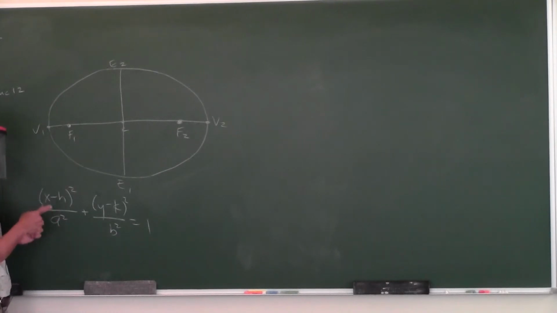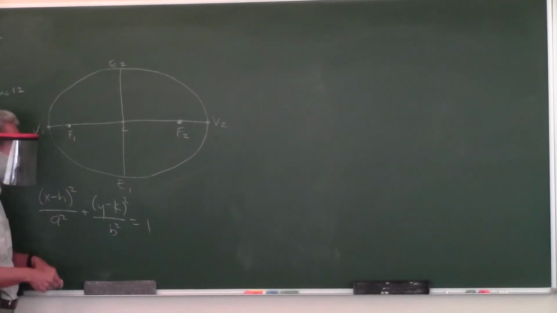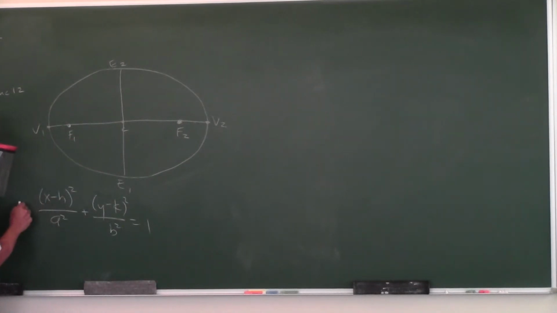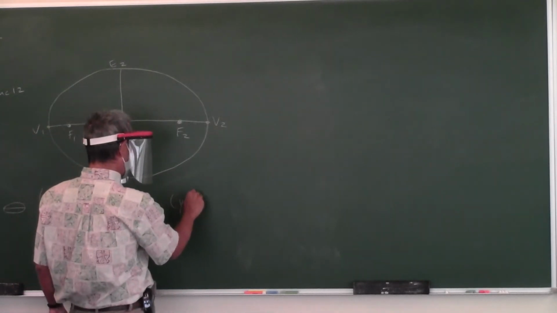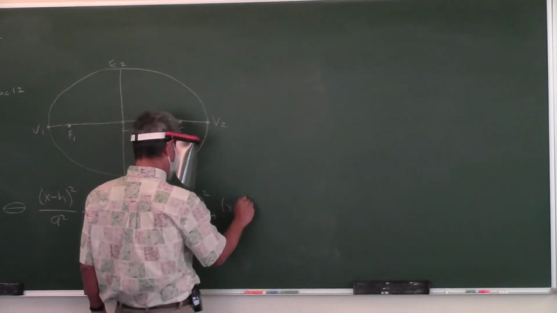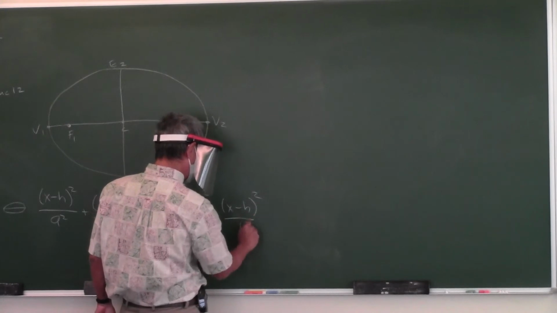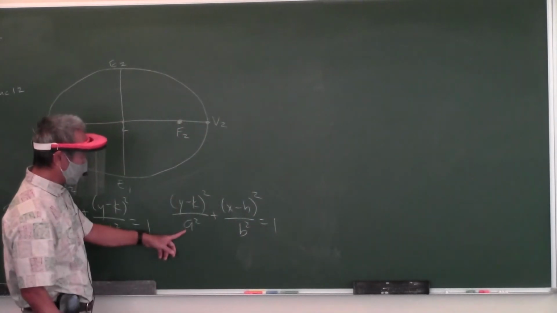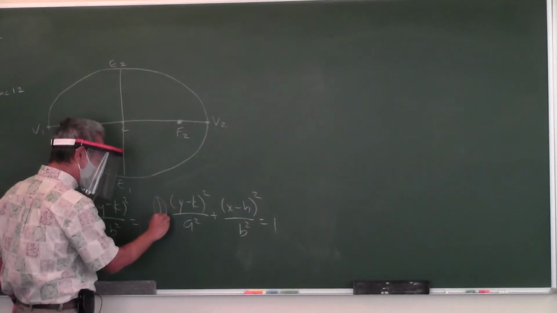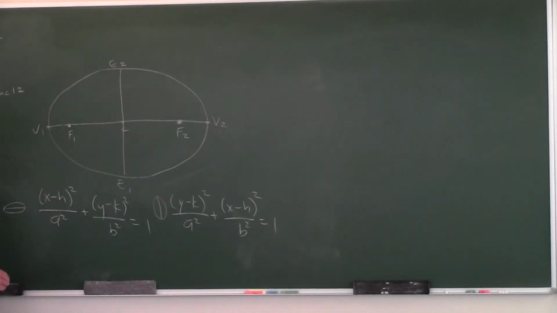A squared is always the bigger denominator. So if the bigger number comes under the x's, then the ellipse is this way. The major axis is horizontal. However, if the bigger number is under the y's, like this, see, if the bigger number is under the y term, then the ellipse is this way. The major axis is vertical. Now is it starting to ring a bell?